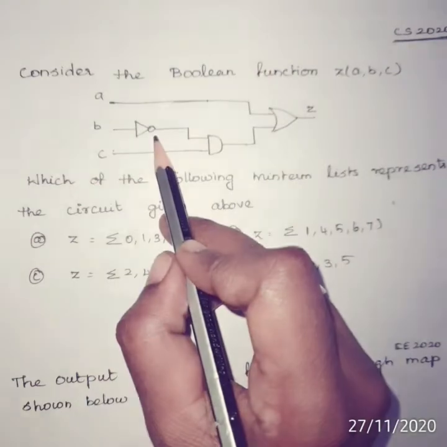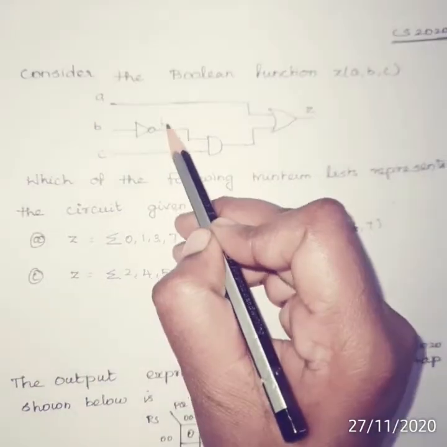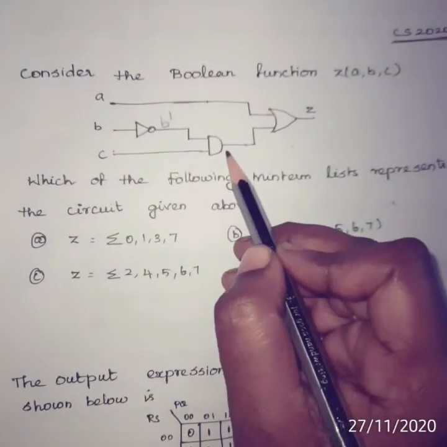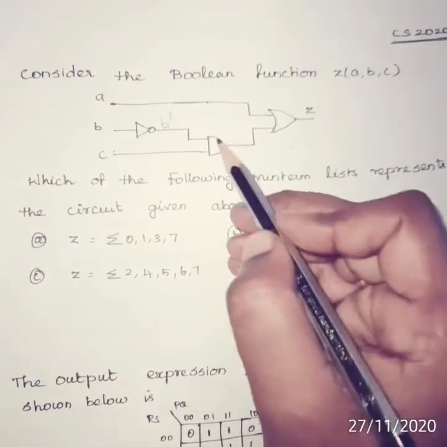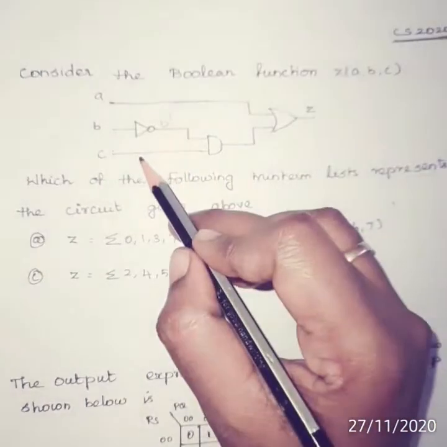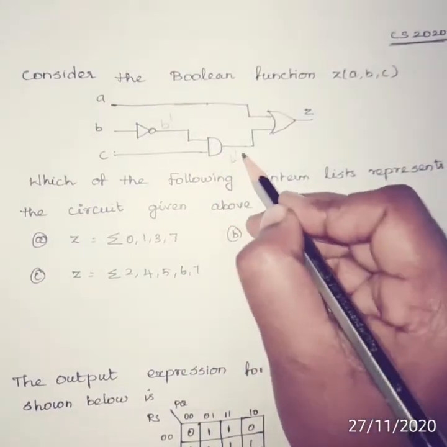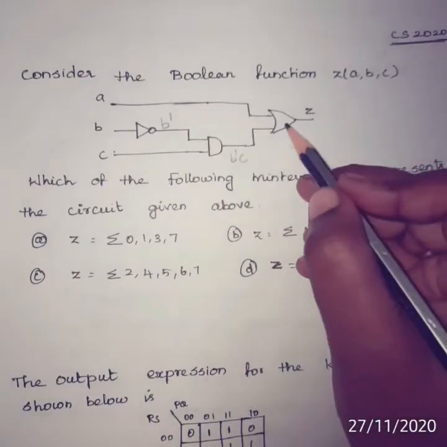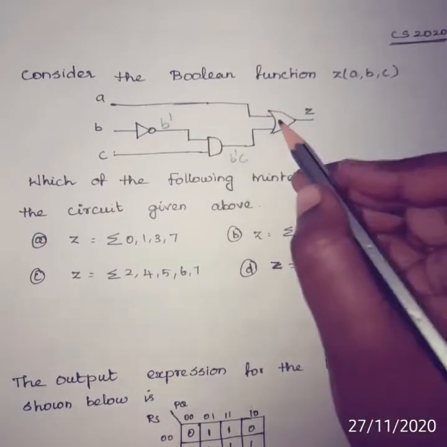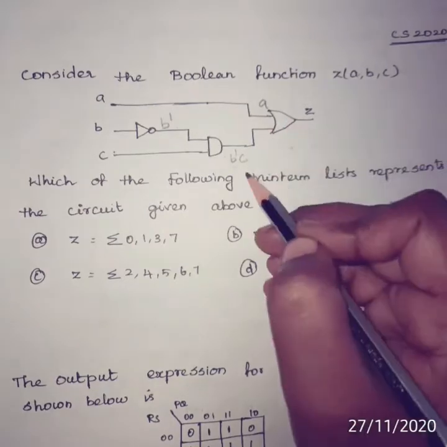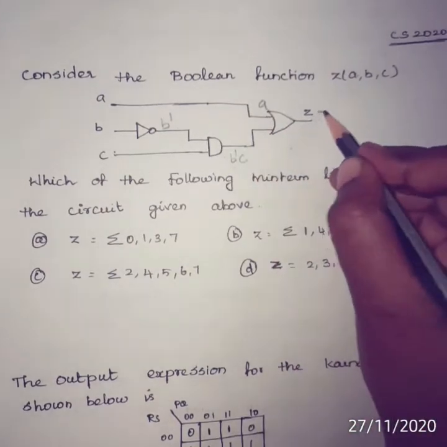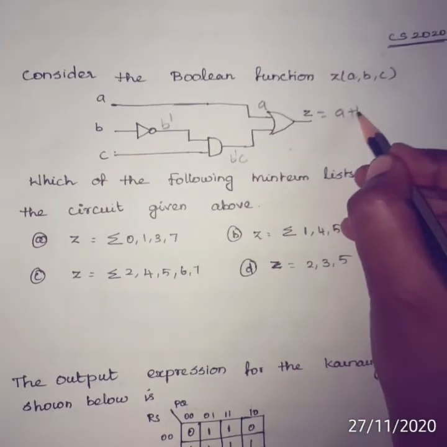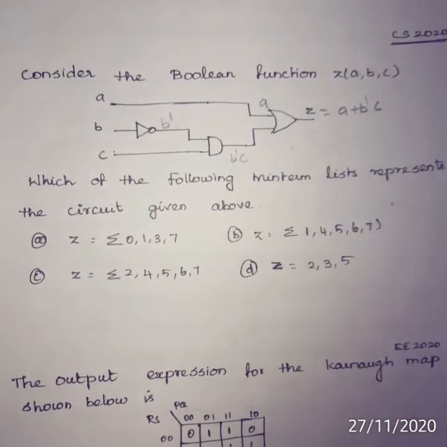Here we have a NOT gate on B, so you get B dash. This is an AND gate. One of the inputs is B dash, another input is C, so you get B dash C here. This is an OR gate, and one of the inputs is A, another input is B dash C, so Z is equal to A plus B dash C.